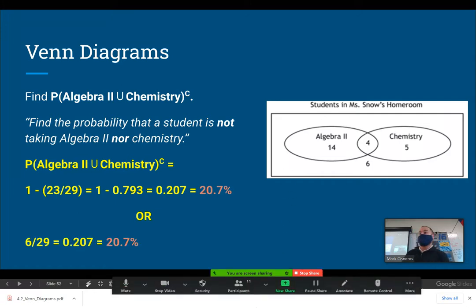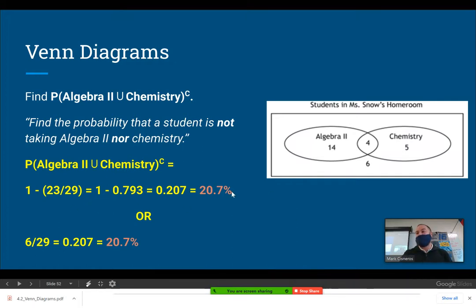Okay, so there's 2 ways to approach these. When it's visual like that, I would probably not do the 1 minus. I would just find out how many there are that match what you're looking for and divide it by the total. Okay, it's the easiest way to approach this. All right, take a look.